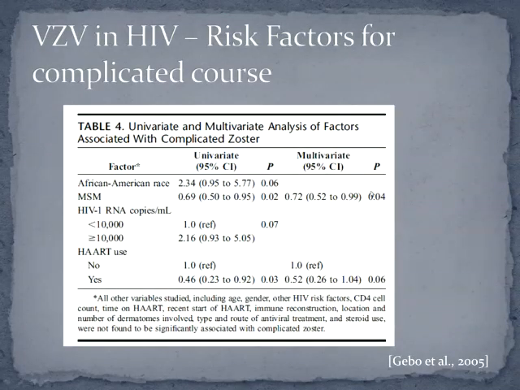And this, again, is looking at the risk factors for a complicated course. And so you can see HIV, again, is there. And it's higher if the viral load is elevated or if there's no history of antiretroviral use. And then in this study, they noted there was an increased risk with patients of African-American heritage.